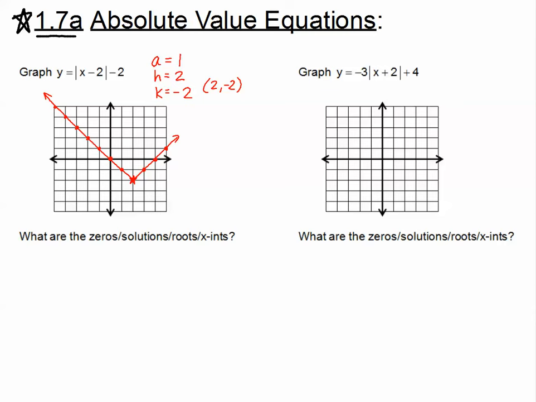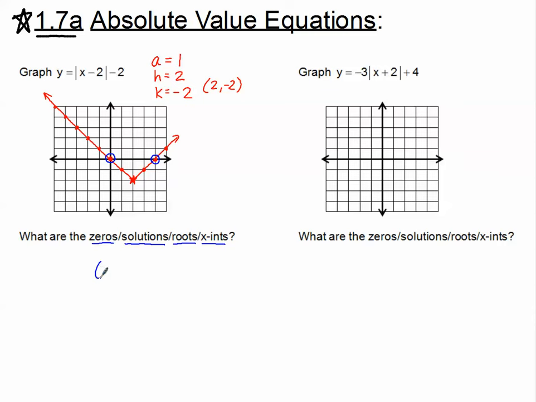So that's review. Now I'd like to focus on what are the zeros? In other words, what are the solutions? In another word, what's the roots? Or lastly, what are the x-intercepts? Remember, all four of these words mean the same thing. And if I'm looking for that, I'm looking for where it crosses the x-axis. These are the two solutions. These are the two roots. These are the two zeros. These are the two x-intercepts.